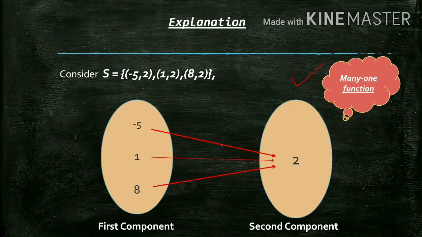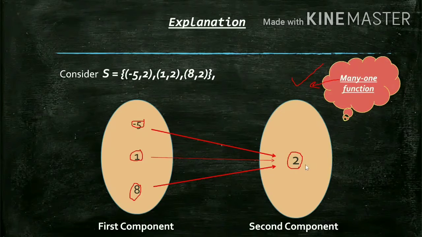Anyone? Okay. So basically it is called many one, and the meaning is suggested by the name. Many one means many elements have the same image. Like -5, 1 and 2 have the same image 2. So many elements have the same image. It does not mean that all have the same image.